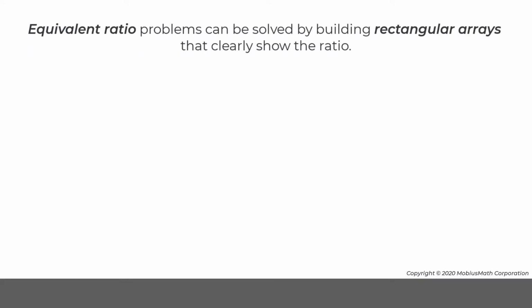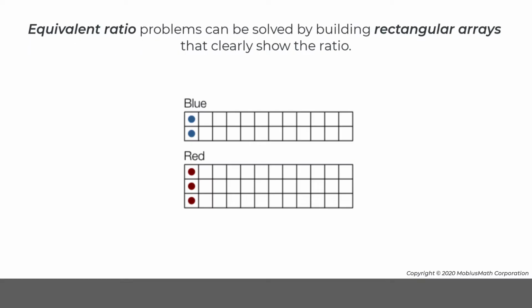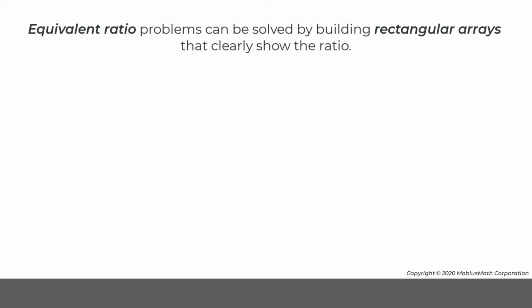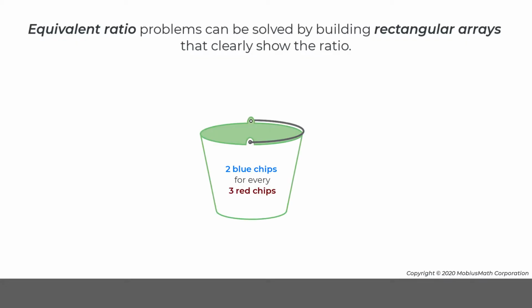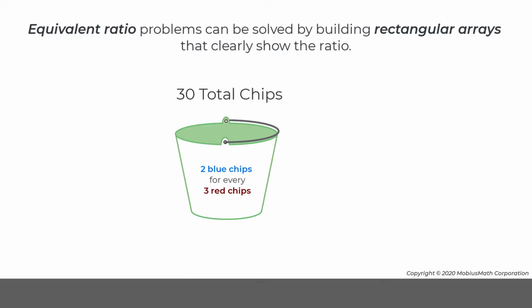Equivalent ratio problems can be solved by building rectangular arrays that clearly show the ratio. For example, in a bucket there is a ratio of 2 blue chips for every 3 red chips. There is a total of 30 chips in the bucket.